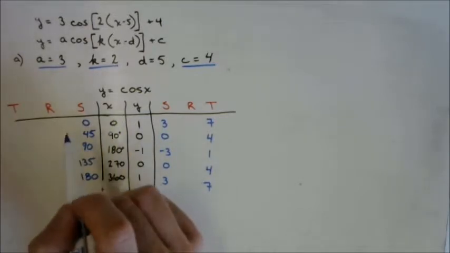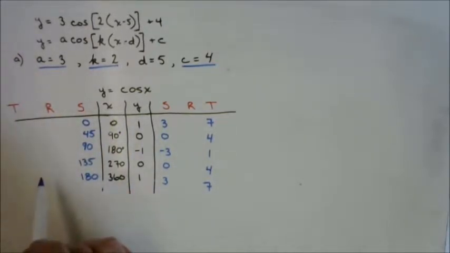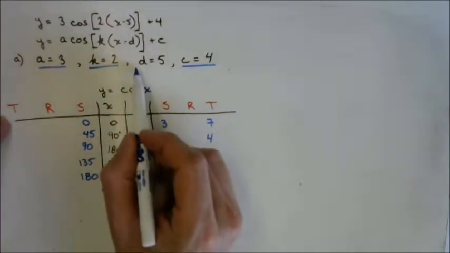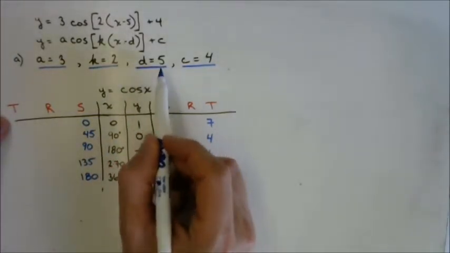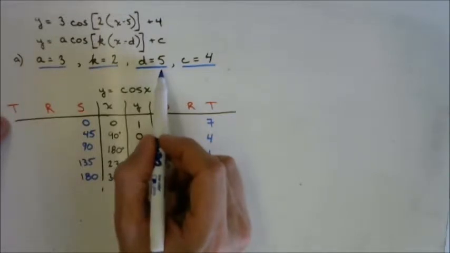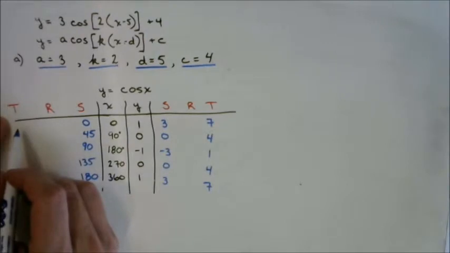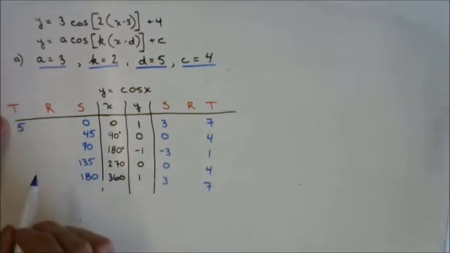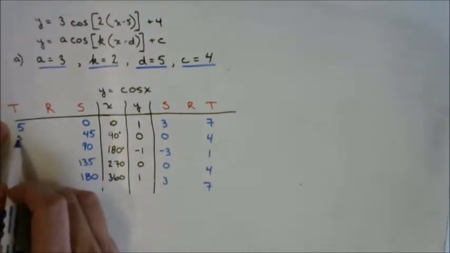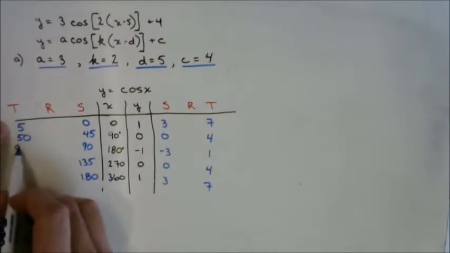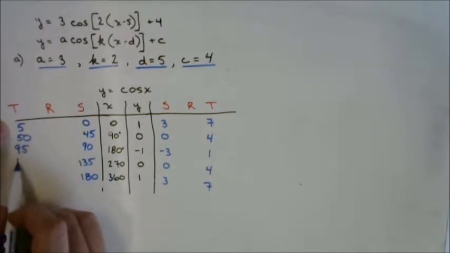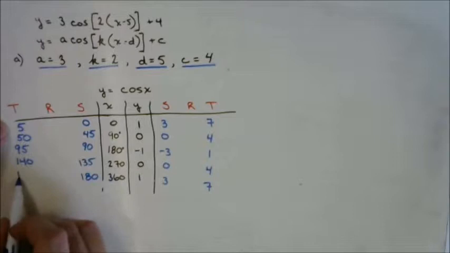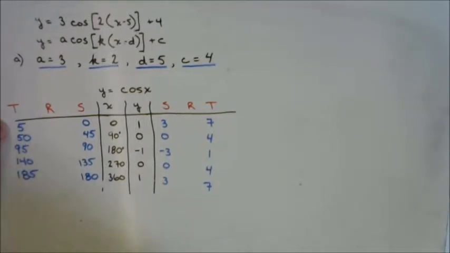Is there a reflection, a horizontal reflection? No. So we're looking for our transformations, which is the parameter D, which we said is going to move everything to the right 5. So we're just adding 5 to all of our values. So instead of 0, the x value is going to be 5. Instead of 45, it's going to be 50. Instead of 90, it's 95. 140. 185.